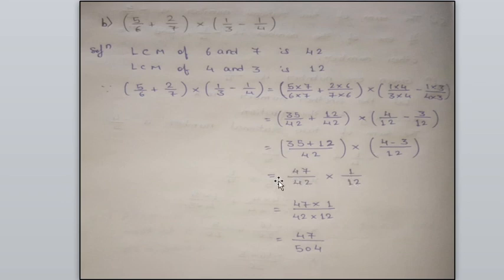Now we got the two rational numbers, and then we have to perform the multiplication between them as it is given in the question. So simply multiply numerator with numerator and denominator with denominator. So that is 47 into 1 divided by 42 into 12, that is 47/504.